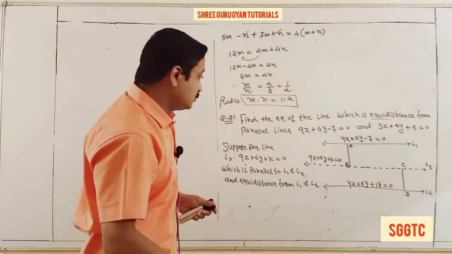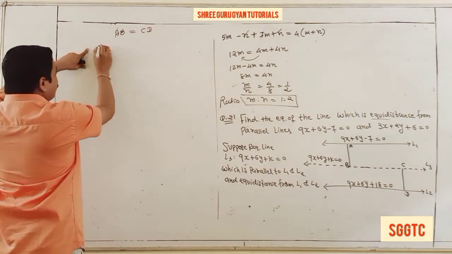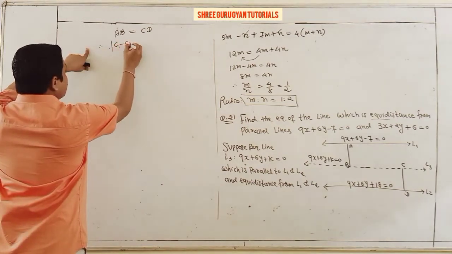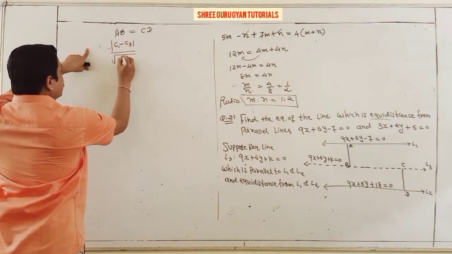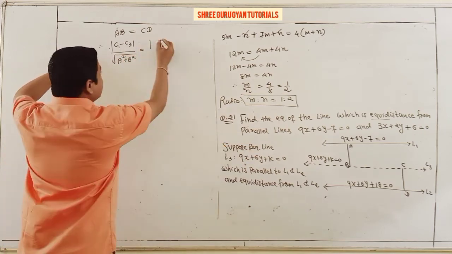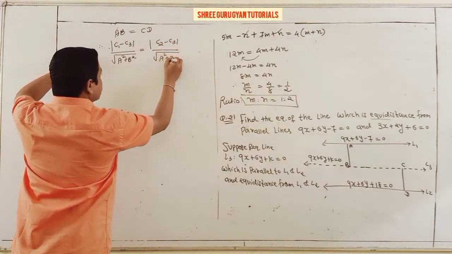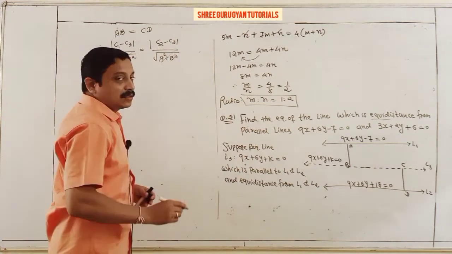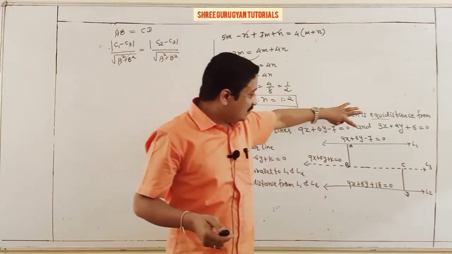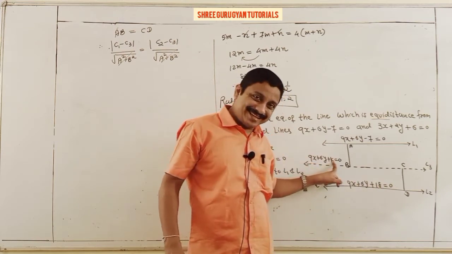So AB is equal to CD. So you just take both are equidistant and the formula for the distance between two lines L1 and L3: C1 minus C3 by under root A square plus B square. Same. Now CD distance, L2 and L3: C2 minus C3 by under root A square plus B square. So this and that cancel. And now time comes to the C1, C2, C3 values. This is your C1, that is your C2, and that's your C3.